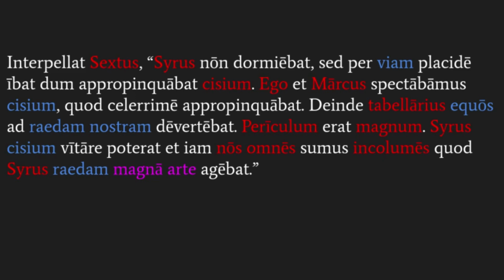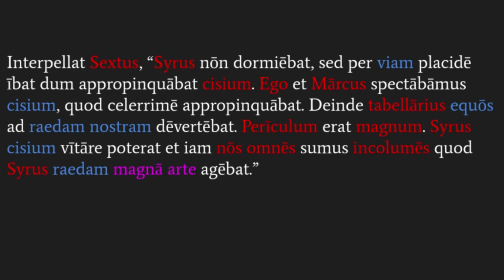So if you put it together, Sextus is saying, no, Cyrus wasn't sleeping. He was going peacefully, right? The cisium came at us. That's his defense, right? But literally he's saying he was going peacefully while the cisium was approaching. Then you have ego et Marcus spectabamus cisium, quod celerrime apropinquabat. So Marcus and I, that's our subject. So in other words, we, Marcus and I, spectabamus, we were watching, right? What were they watching? The cisium, the chariot. So he says, we were watching that chariot because apropinquabat, it was approaching, meaning the cisium was approaching, celerrime, very quickly. So he's saying we were watching it because it was coming so fast at us, right?